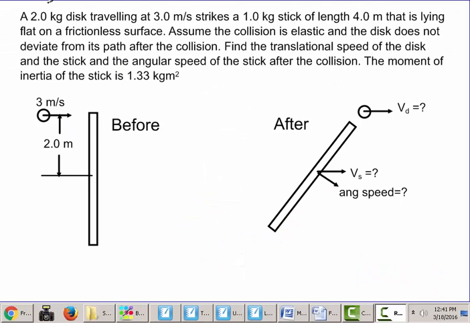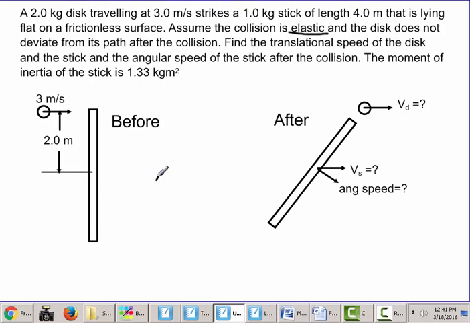All right, the third problem I want to work, I have a 2 kilogram disc right here. It's traveling at 3 meters a second. It's going to strike a 1 kilogram stick of length 4 meters that is lying flat on a frictionless surface. Assume the collision is elastic. Keyword elastic, because then we know kinetic energy is conserved. And the disk does not deviate from its path after the collision. Find the translational speed of the disk and the stick and the angular speed of the stick after the collision. The moment of inertia of the stick is 1.33 kilograms meters squared.